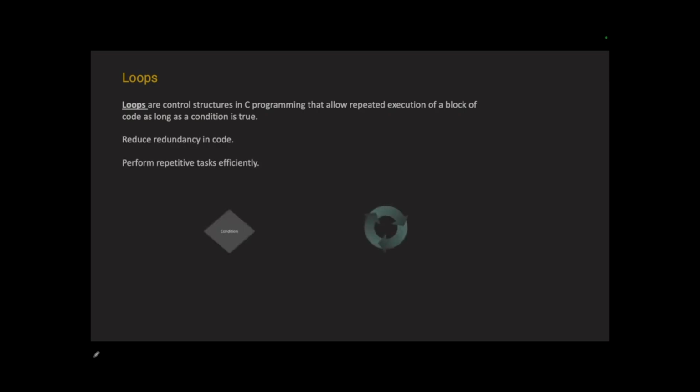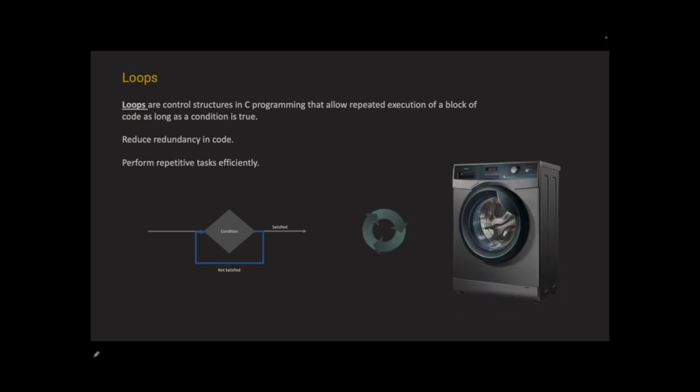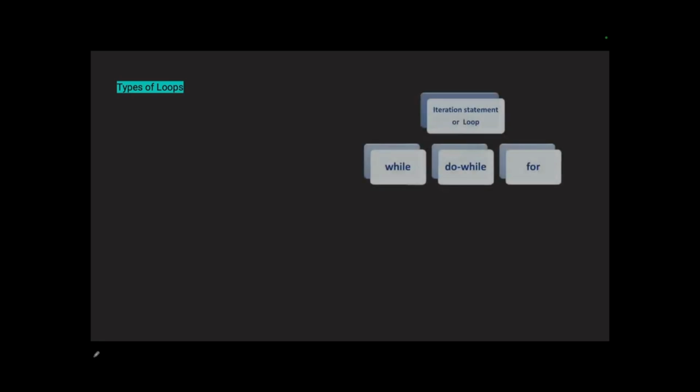It is like revolving. You will get one condition. The condition will be either satisfied or not satisfied. If it is satisfied, it will go to the next line of code. If it is not satisfied, then the same block of code will be repeatedly executed. It is like a washing machine that revolves until the cloth becomes clean. There are different types of loops in C programming. Mainly while, do while, and for loops are the major types of loops.